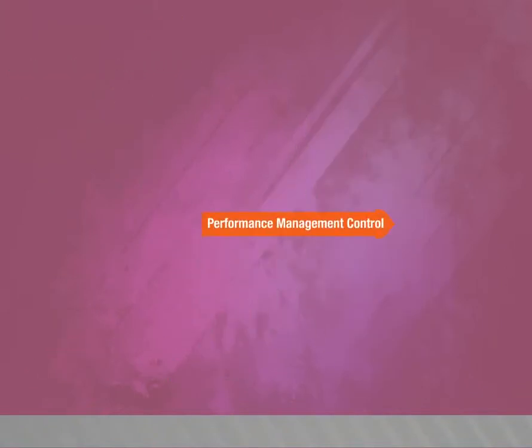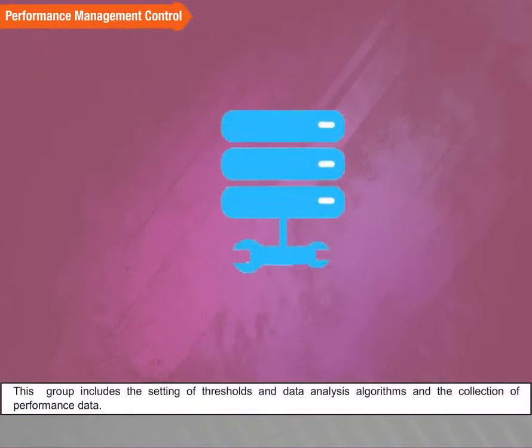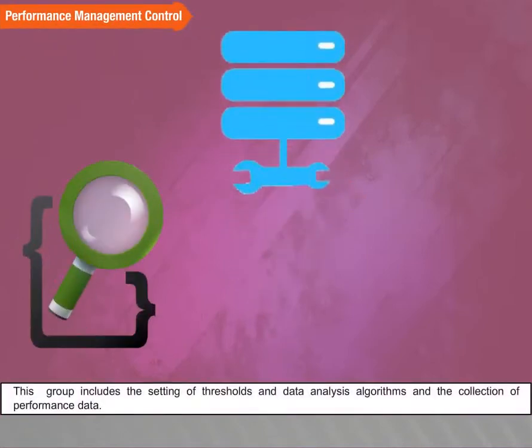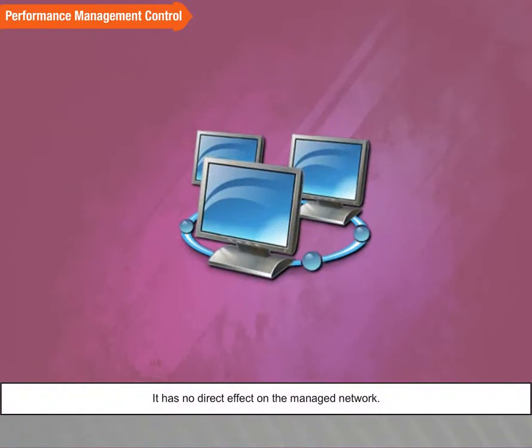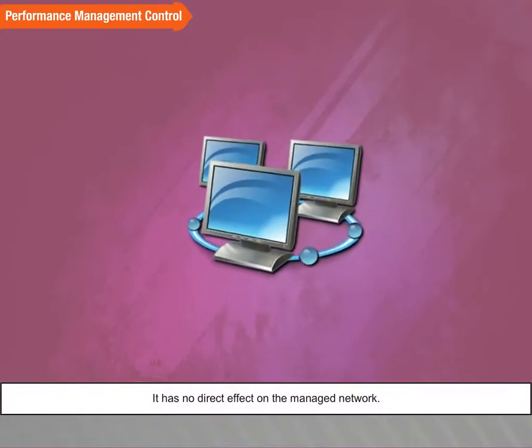Performance management control. This group includes the setting of thresholds and data analysis algorithms and the collection of performance data. It has no direct effect on the managed network.